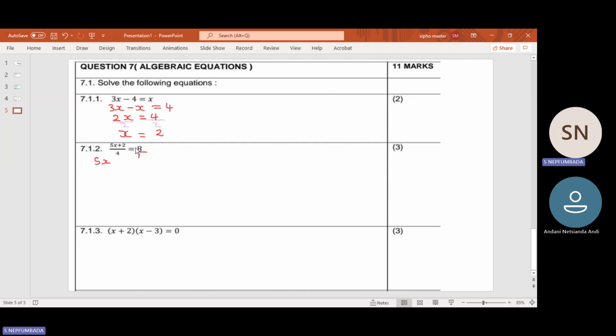This is like over 1, then you cross multiply here. Then this is 5x plus 2 times 1, which is 5x plus 2, is equals to 4 times 8, which is what? Then 5x plus 2 is equals to 32. Are we fine? Then we take 2 to that other side. Then we've got 5x equals to 32 minus 2. Then our 5x is equals to 30. Are we good?